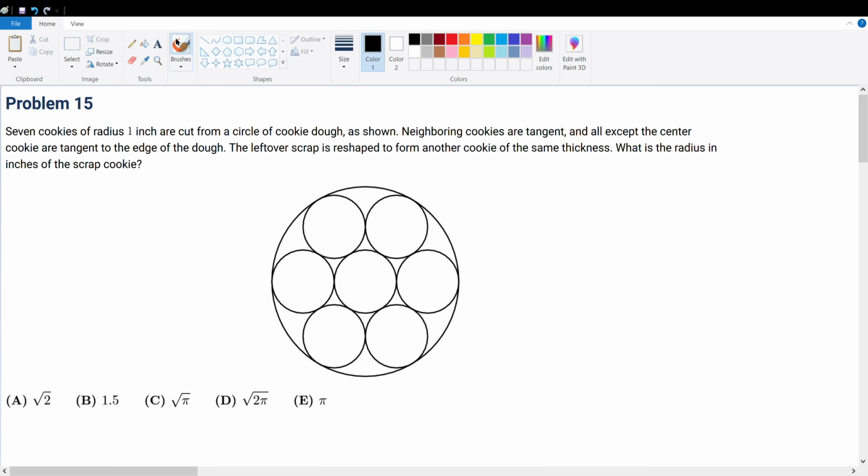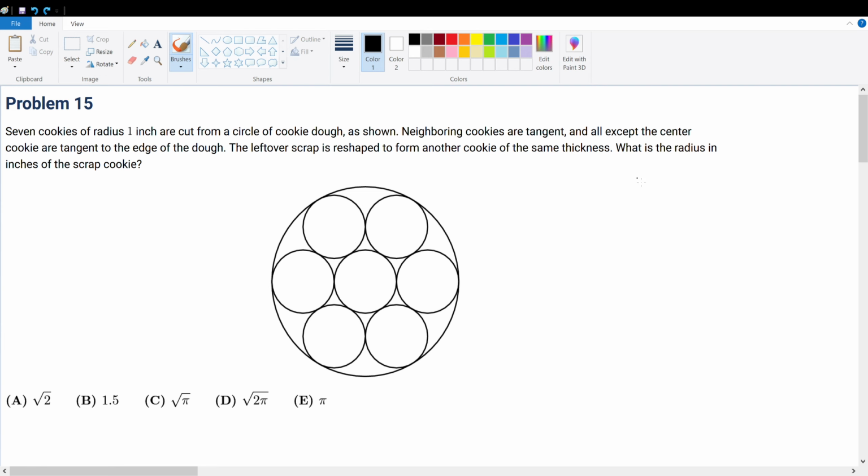Problem 15. 7 cookies of radius 1 inch are cut from a circle of cookie dough as shown. Neighboring cookies are tangent, and all except the center cookie are tangent to the edge of the dough. So it's basically saying that these are tangent to the edge. The leftover scrap is reshaped to form another cookie of the same thickness. What is the radius in inches of the scrap cookie?